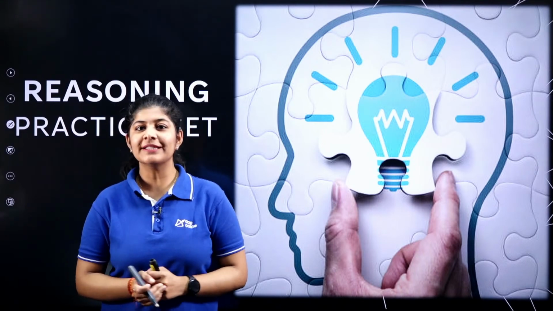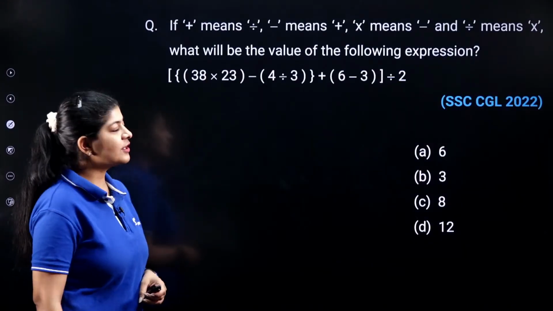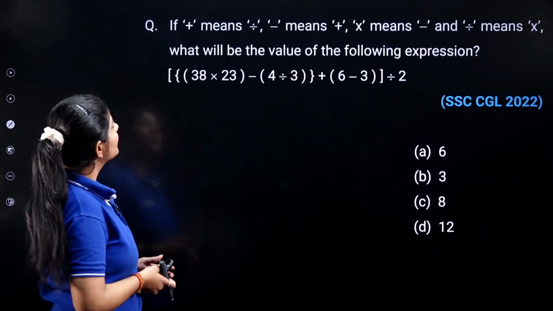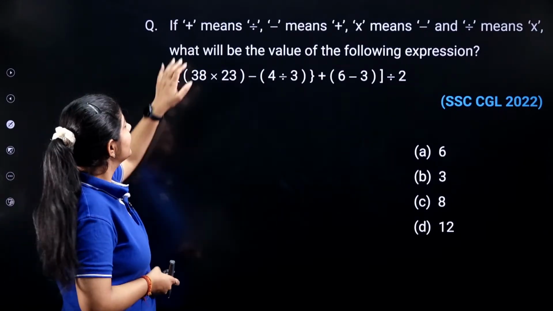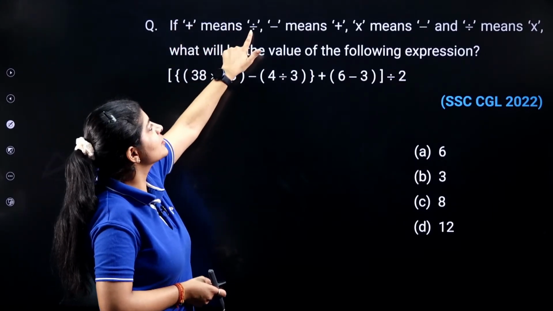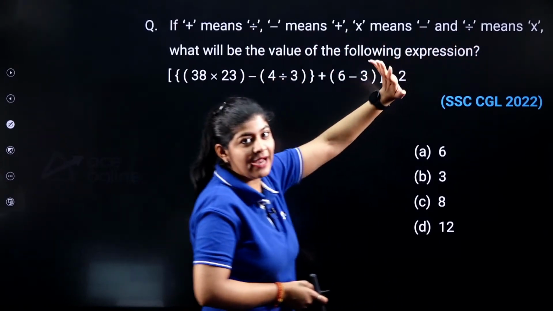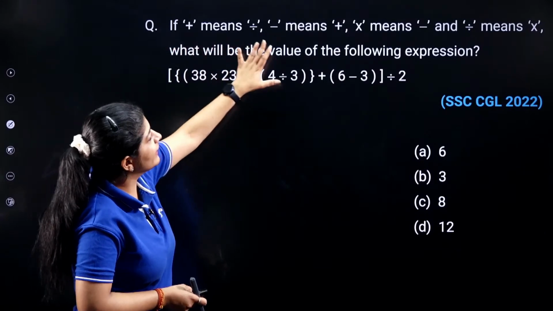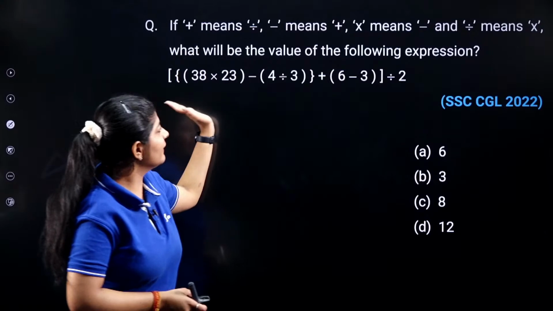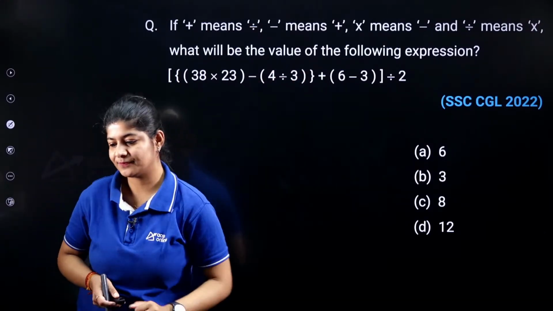Okay, so let's start today's session, and here we have the very first question. This question is from the concept of symbols and notations. The question says that if this symbol means this, this means this, this means this, and this means that, what will be the value of the following expression? Here we have an expression, and we need to determine the correct answer.